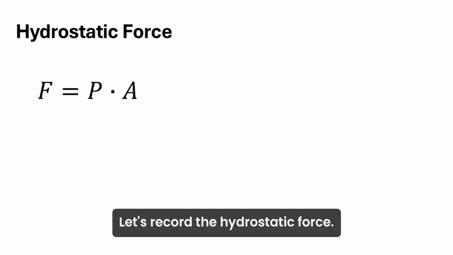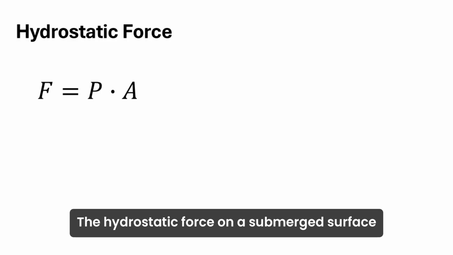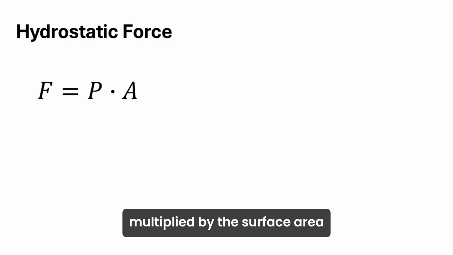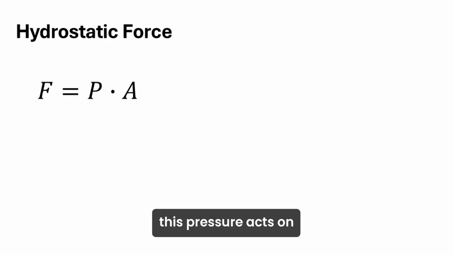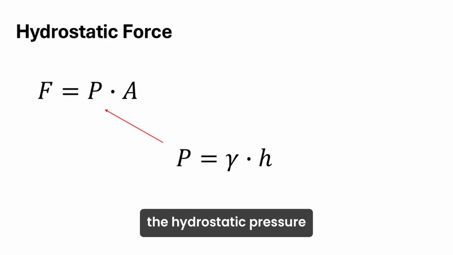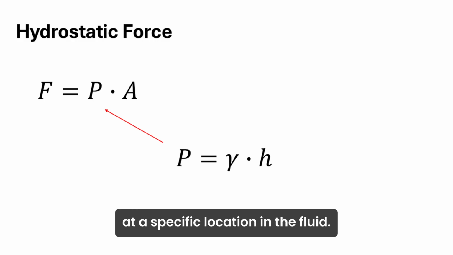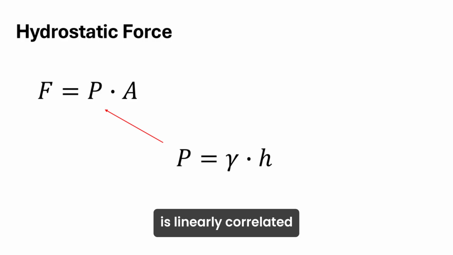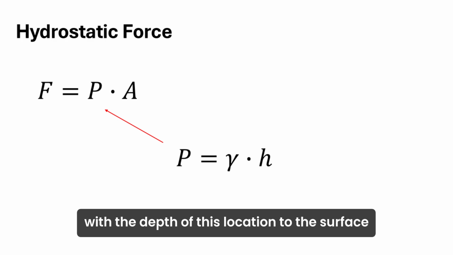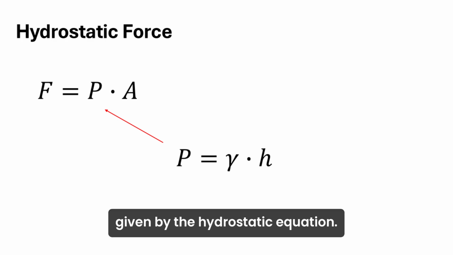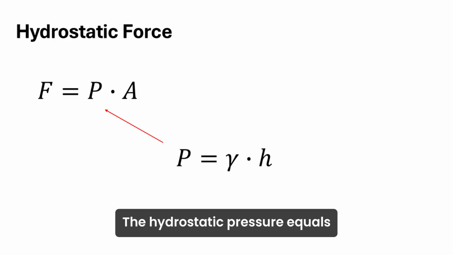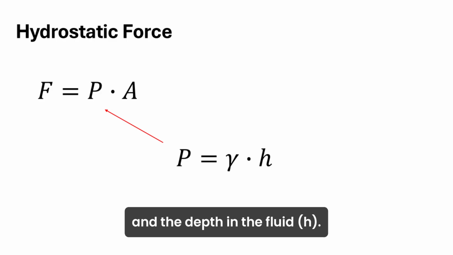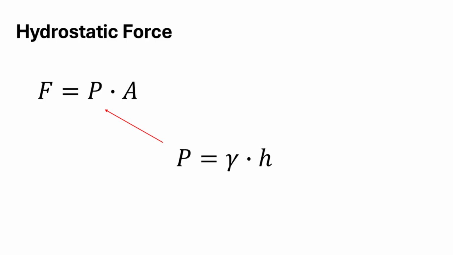Let's record the hydrostatic force. The hydrostatic force on a submerged surface can be calculated using hydrostatic pressure multiplied by the surface area this pressure acts on. The hydrostatic pressure at a specific location in the fluid, as we previously discussed, is linearly correlated with the depth of this location to the surface. Given by the hydrostatic equation, the hydrostatic pressure equals the product of the specific weight of the fluid, gamma, and the depth in the fluid, h.